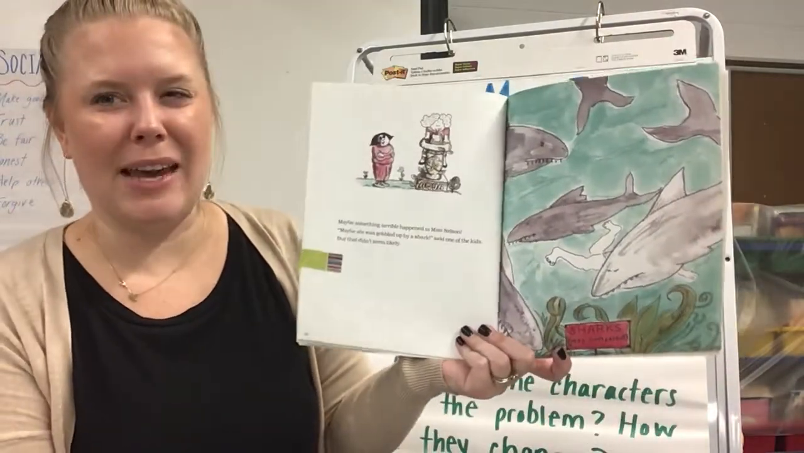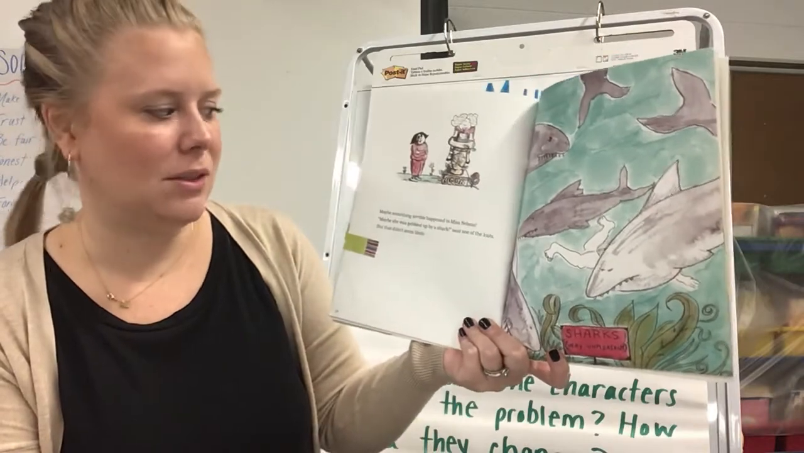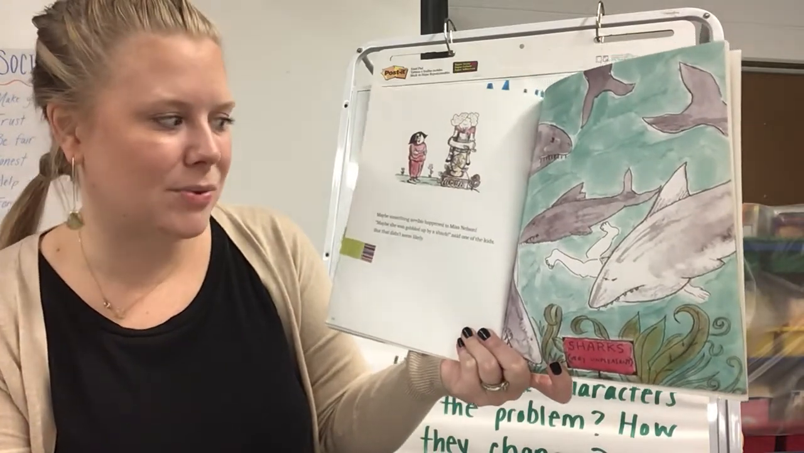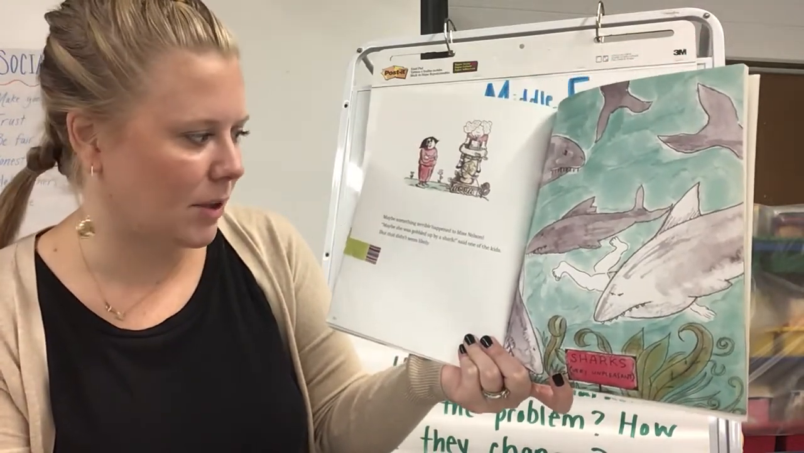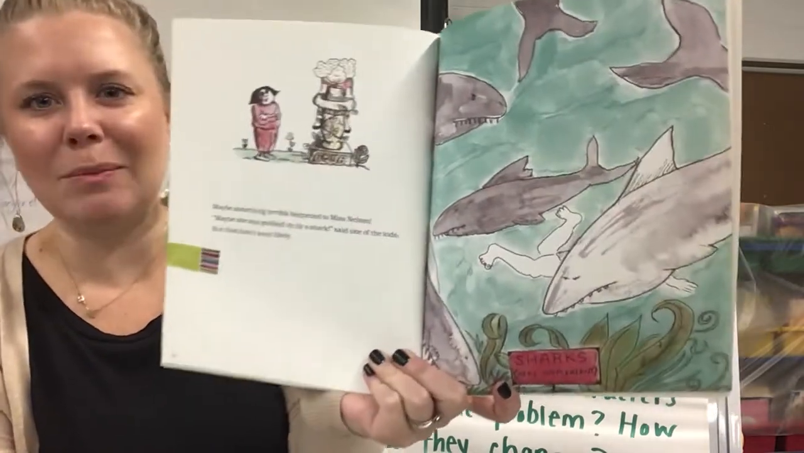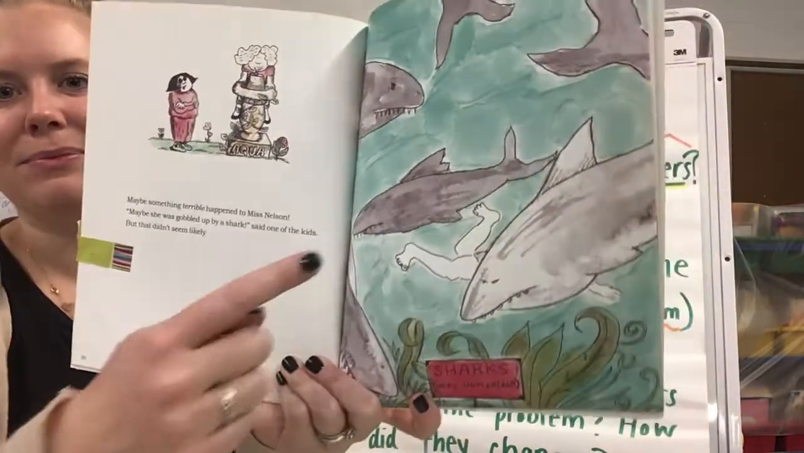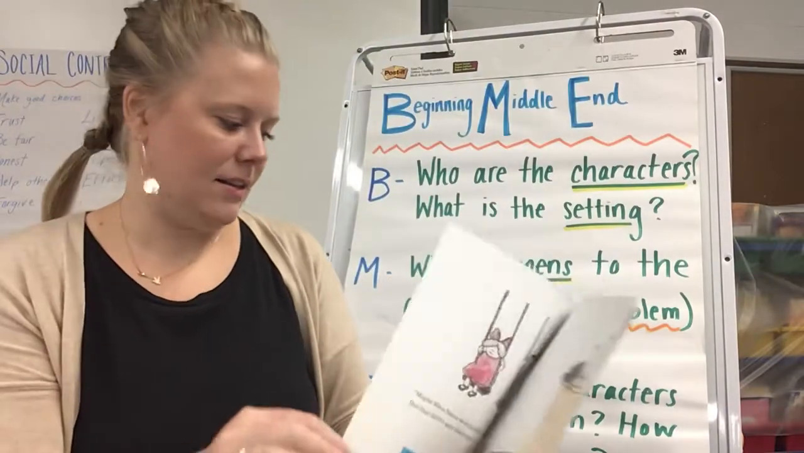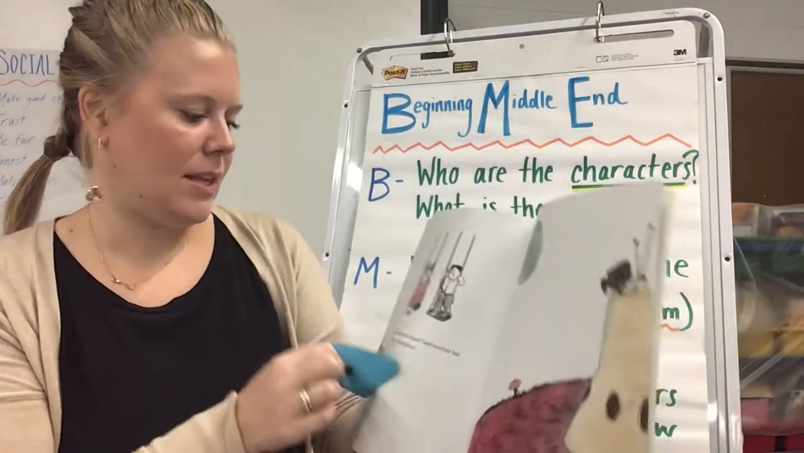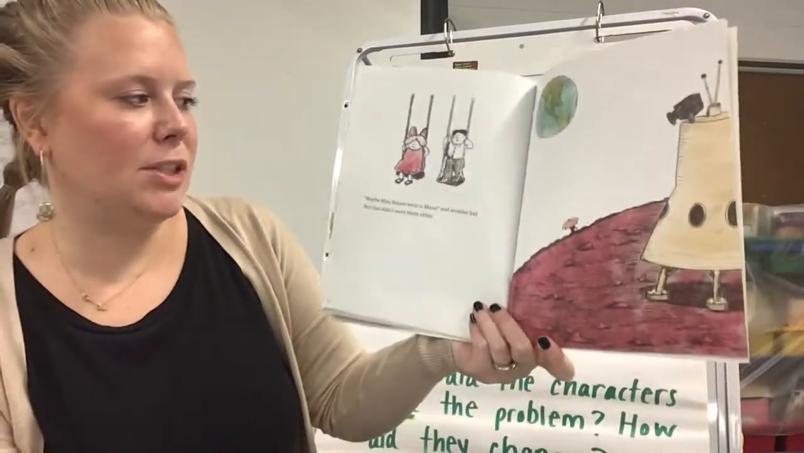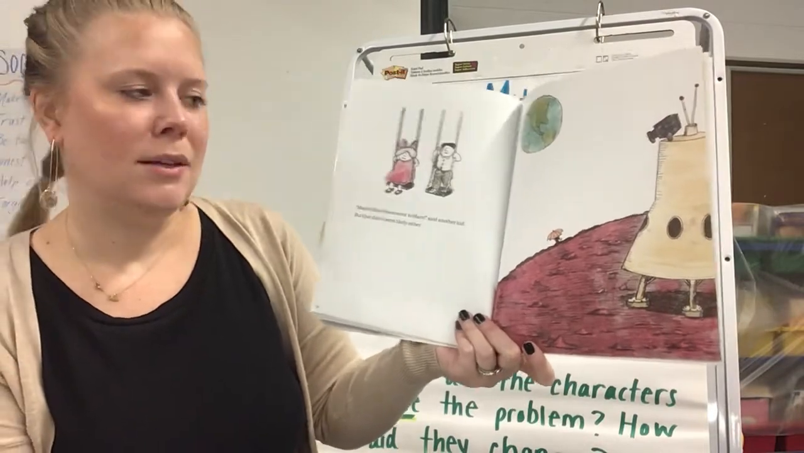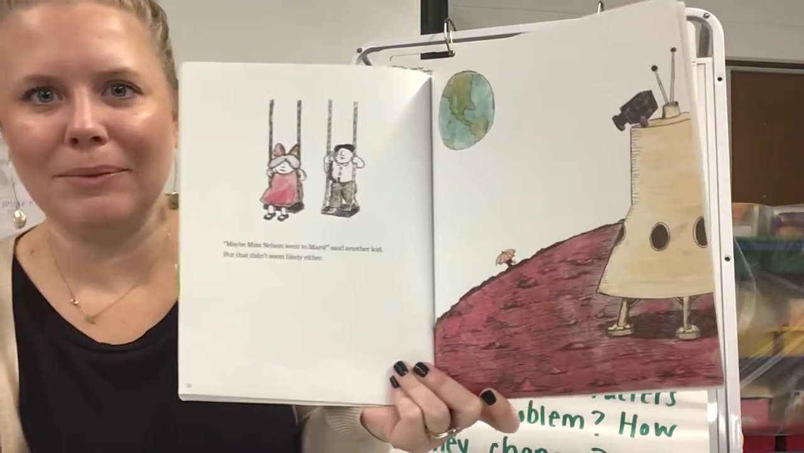Maybe something terrible happened to Miss Nelson. Maybe she was gobbled up by a shark, said one of the kids. But that didn't seem likely. Maybe Miss Nelson went to Mars, said another kid. But that didn't seem likely either.